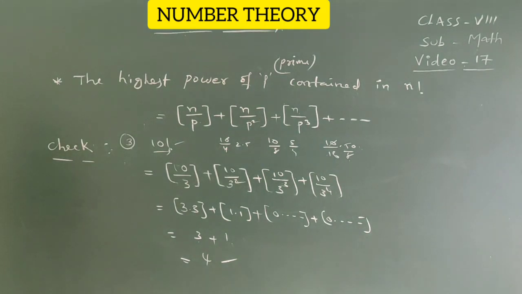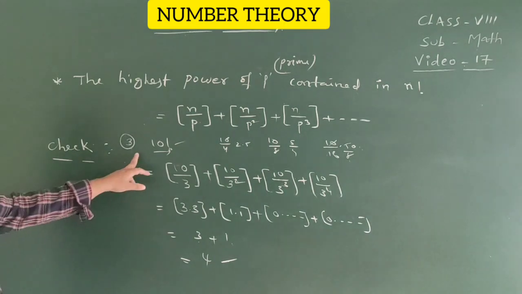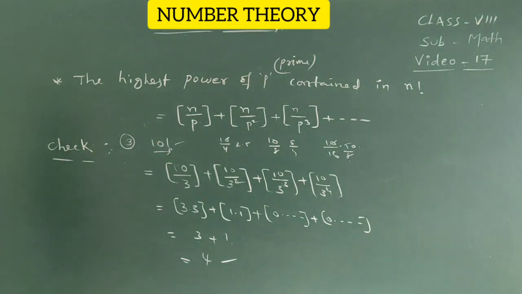Highest power of 3 contained in 10 factorial, highest power of 2 contained in 10 factorial. In this way we can find the required results. Okay, let us check another result.